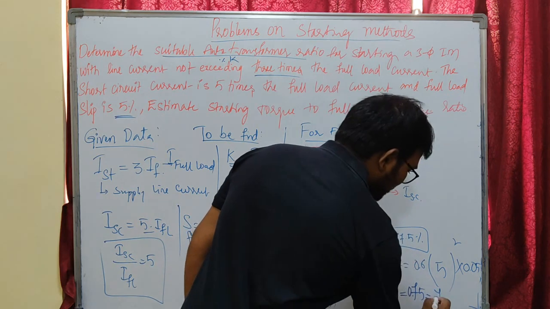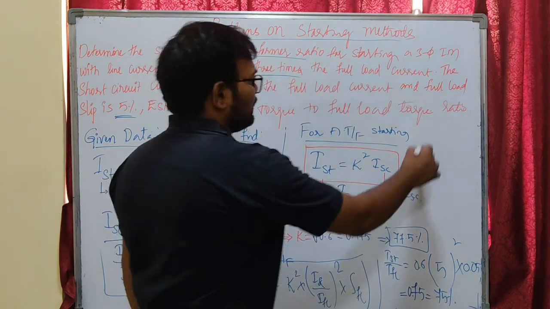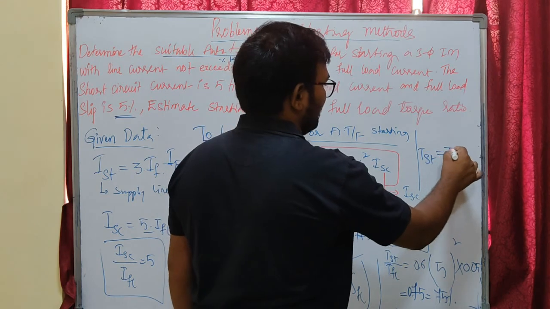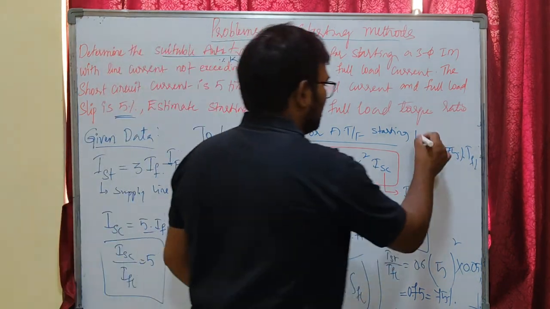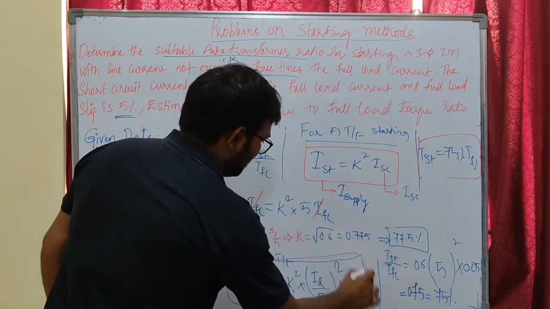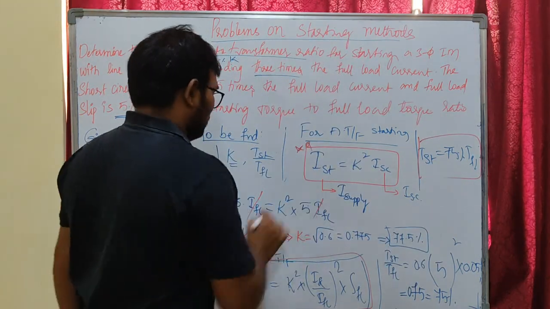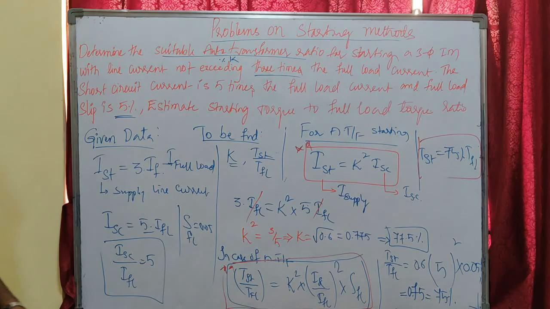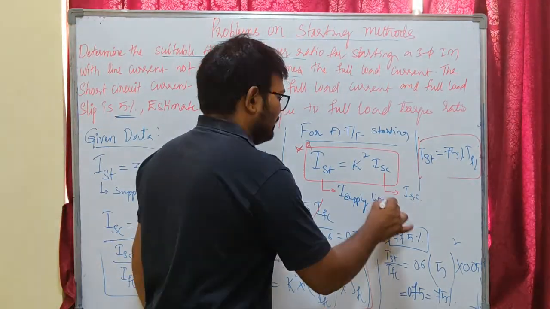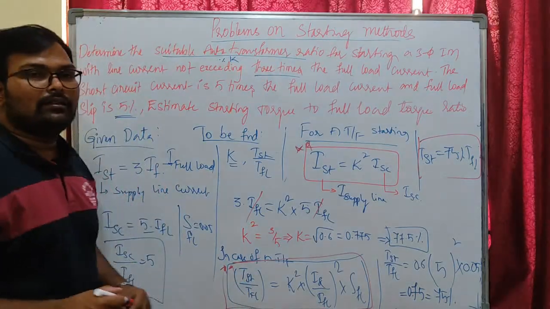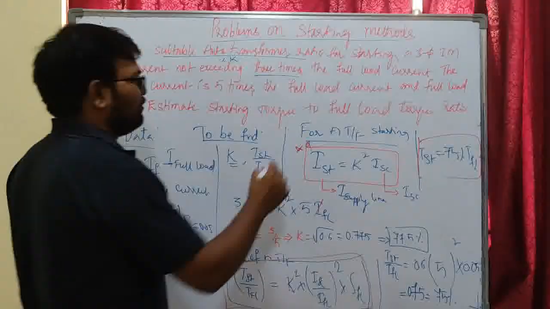0.75, which is equal to 75%. So our starting torque in this question is equal to 75% of our full load torque. So this is the idea. These two are the important expressions to be remembered in auto transformer starting. Our starting torque, which is nothing but the supply line current, is equal to K square times our short circuit current. This is the thing for auto transformer starting.